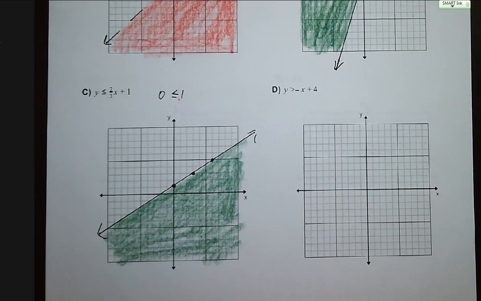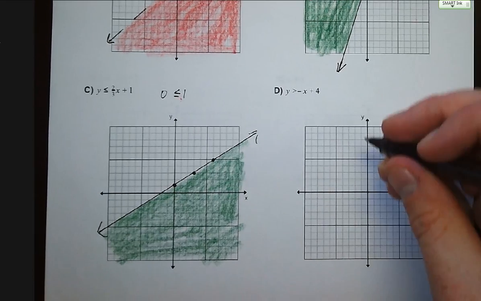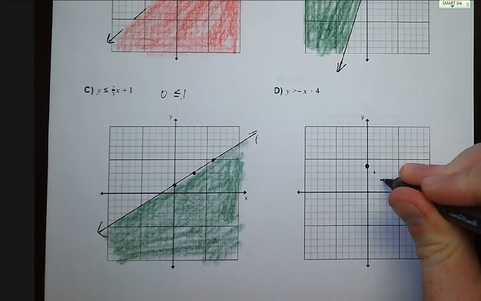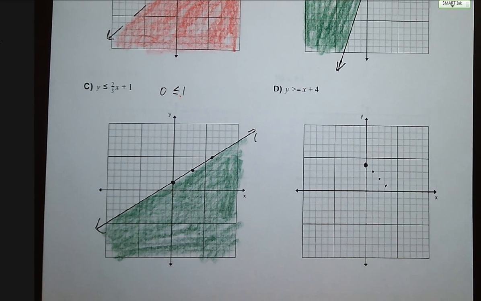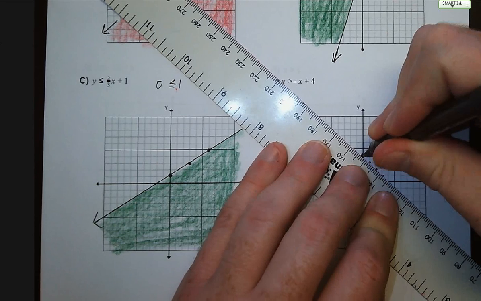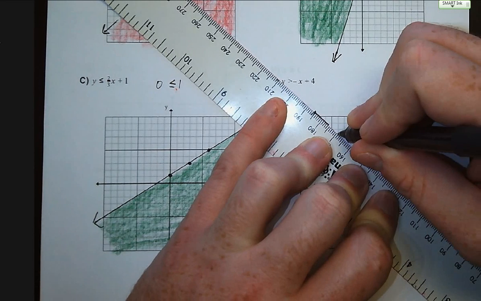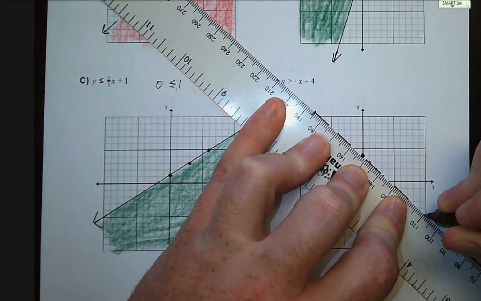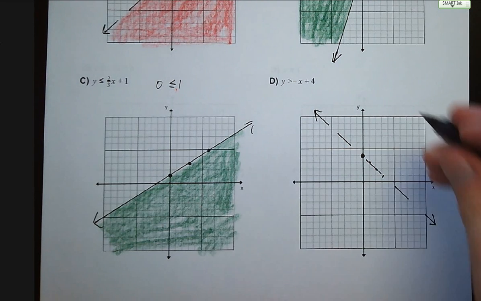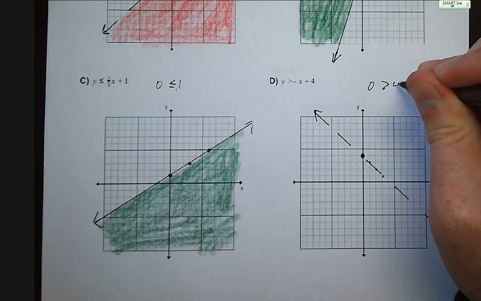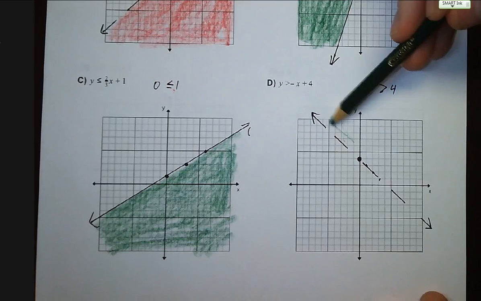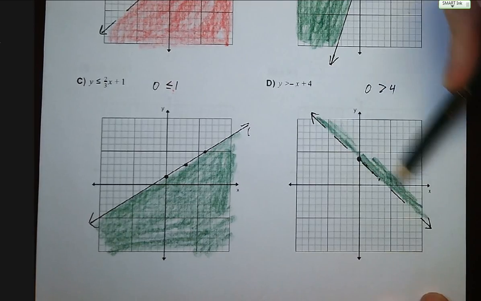y is greater than negative x plus 4. So we have a y-intercept at 4 and a slope of negative 1. So we're going down, and it's greater than, so it's going to be a dashed line. So make sure your line has some breaks in it. And we plug in our test point. Is 0 greater than 4? No, it is not. So we are going to shade above this line. We're going to shade the side that doesn't have 0, 0 in it.